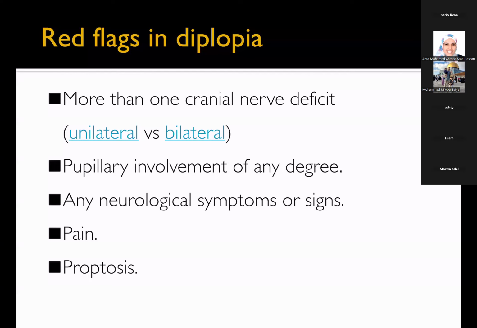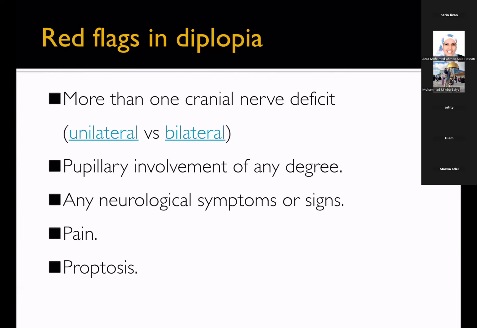If there are any associated neurological symptoms or signs, or if it's painful diplopia, in painful diplopia we have to exclude giant cell arteritis in old age, and in young age, and even in children, demyelinating disease should be excluded. Any inflammatory etiology of diplopia like myositis, Tolosa-Hunt syndrome, cavernous sinus thrombosis should be excluded in painful diplopia. And even ophthalmoplegic migraine can be a cause of painful double vision with unilateral headache.